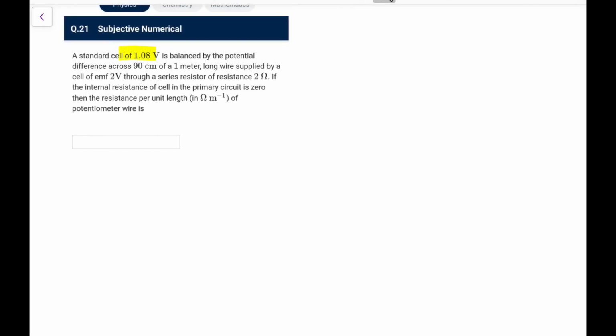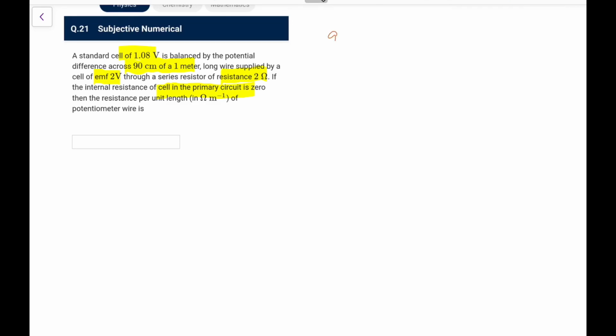Now we are completed with the SOTs. Now the numerical one, do it fast. A standard cell of 1.018 volt is balanced by a potential difference across 90 centimeter of a 1 meter long wire supplied by a cell of EMF 2 volt through a series resistor of resistance 2 ohm. If the internal resistance of the cell in the primary is 0, find the resistance per unit length of the potentiometer wire. So basically for the 1 meter wire, you have to calculate its resistance.